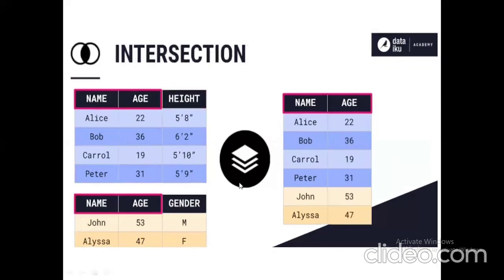Next is intersection. Intersection means only the common columns. Whatever matching columns are available, only those will be given. In these two datasets, the matching columns are name and age. Only two columns match, so name and age are given in the intersection.